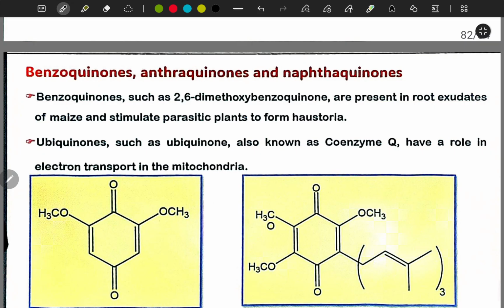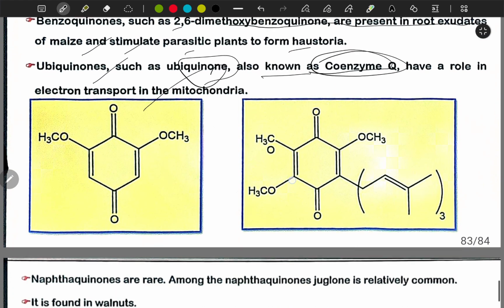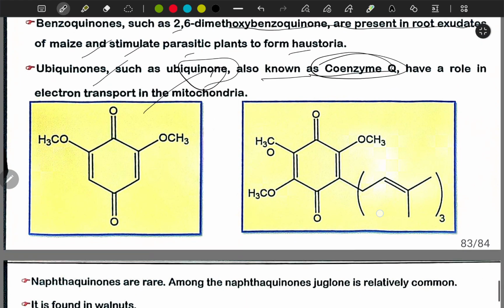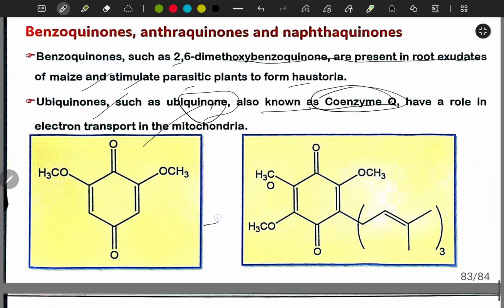Benzoquinones, anthraquinones and naphthoquinones. Benzoquinones such as 2,6-dimethoxybenzoquinone are present in root exudates and may stimulate parasitic plants, and others such as ubiquinone, also known as coenzyme Q, have an electron transfer role. So what is the phase of benzoquinone in between these? I think benzoquinone and ubiquinones.